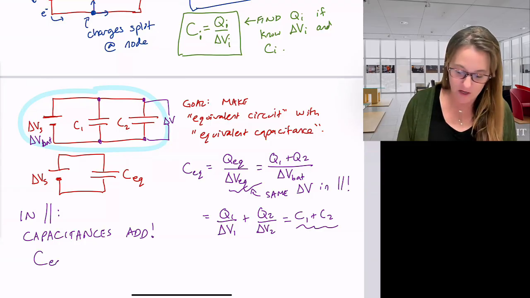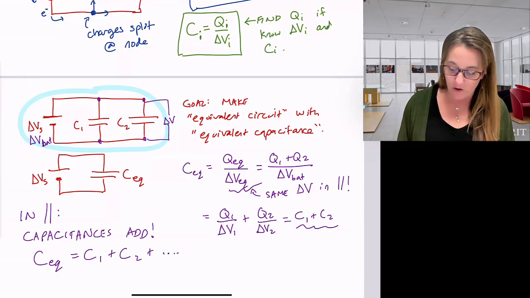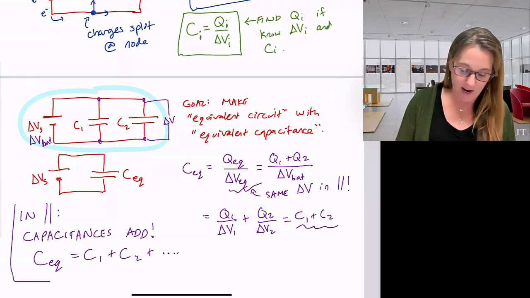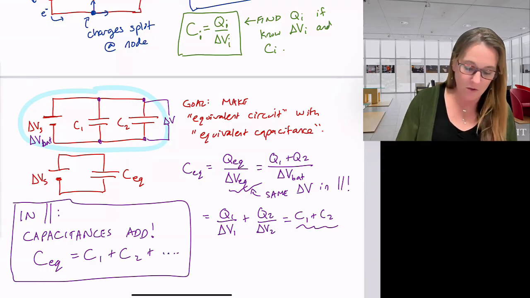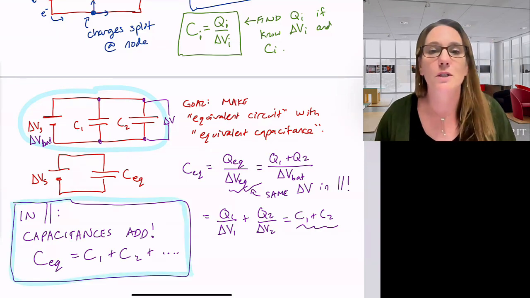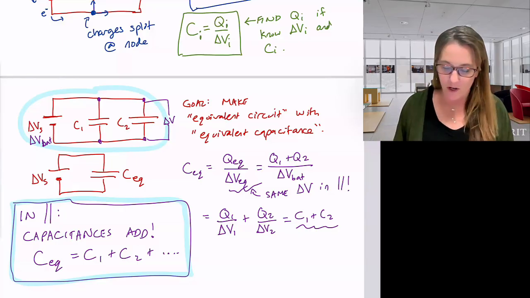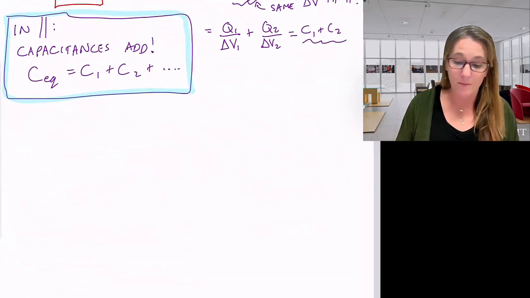So C equivalent, if I could keep adding ones, I would end up with the same result, C1 plus C2, all the way to however many I have. And this is a key result. You will find it on your equation sheet, and we will use it to analyze circuits. Okay, so now let's move on to a series combination.